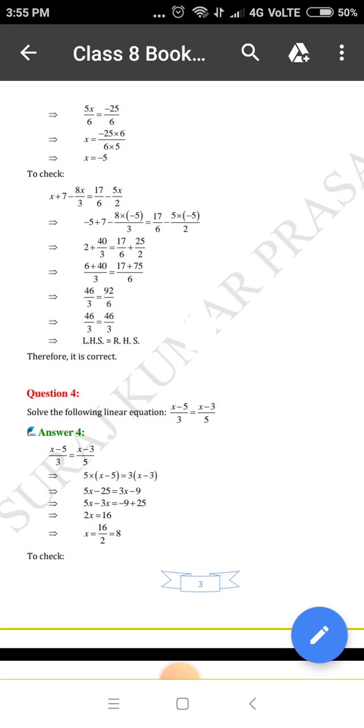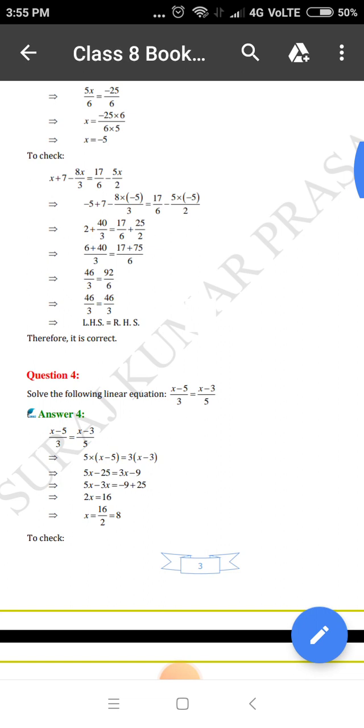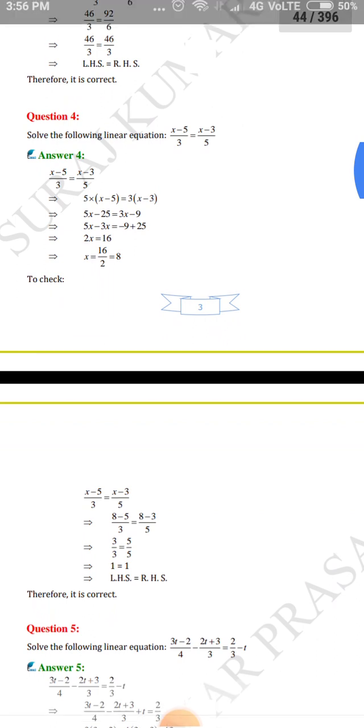We get 46 by 3 equals 92 by 6. Then we get 46 by 3 equals 46 by 3. So we can conclude that LHS equals RHS, hence it is correct. Let's solve question number 4.